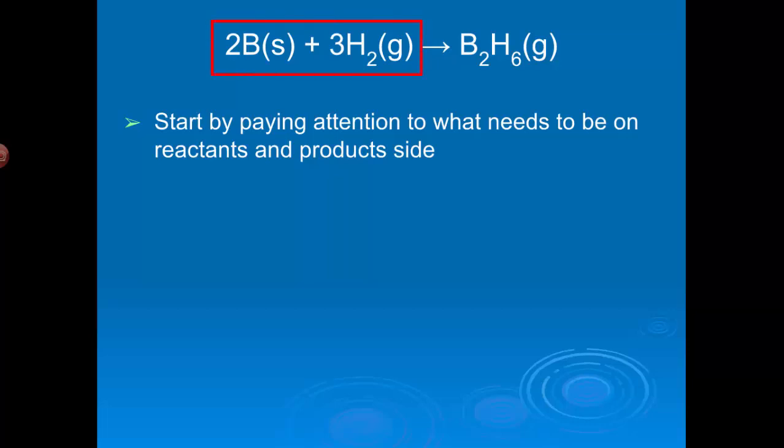So we need boron by itself, the solid boron on the left. We need hydrogen on the left. We need B2H6 on the right. That's all we need. So we're going to have to arrange our equations in such a way that we can cancel out what we don't want.